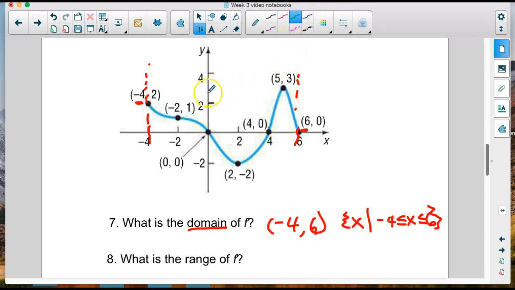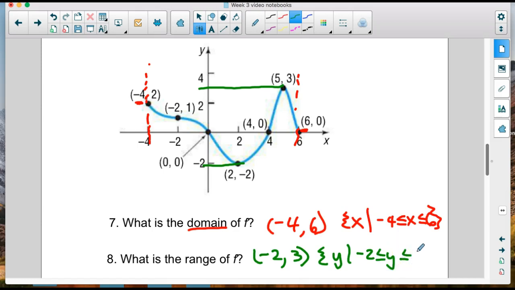So our highest answer is right here for the range, and our lowest answer is right here. So it ranges in between those values. So an interval for the range would be starting at the low value of -2 and going up to the high value of 3. So the range values are the y values. And if we started looking at that, we would say the y values range from -2 to 3. That would be our range.